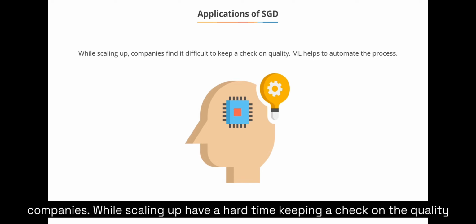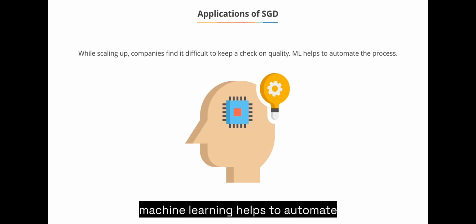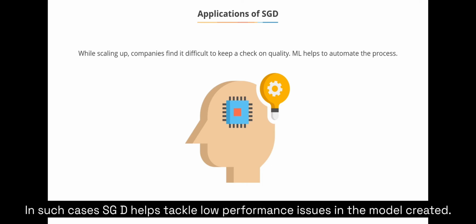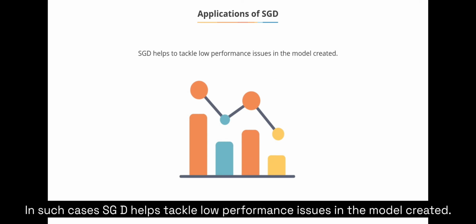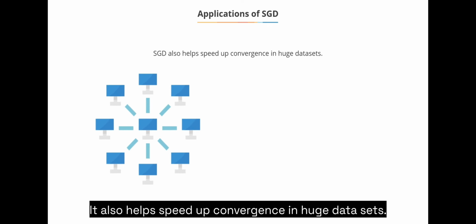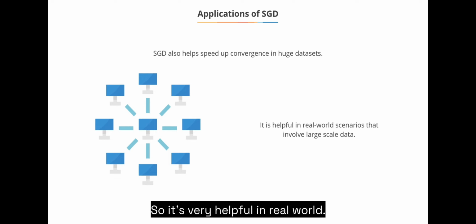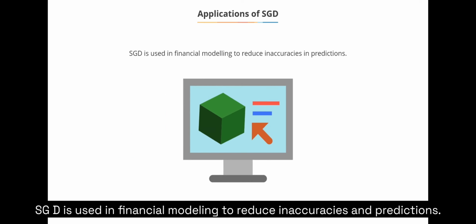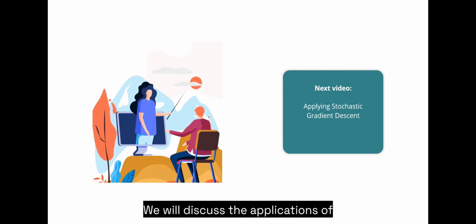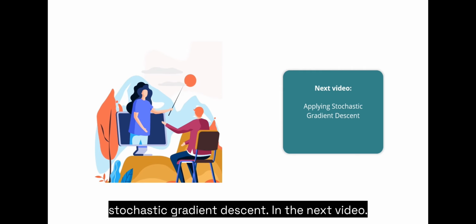Companies, while scaling up, have a hard time keeping a check on the quality. Machine learning helps to automate the process check. In such cases, SGD helps tackle low-performance issues in the model created. It also helps speed up convergence in huge data sets, so it's very helpful in real-world scenarios with large-scale data. SGD is used in financial modeling to reduce inaccuracies in predictions. We will discuss the applications of stochastic gradient descent in the next video.